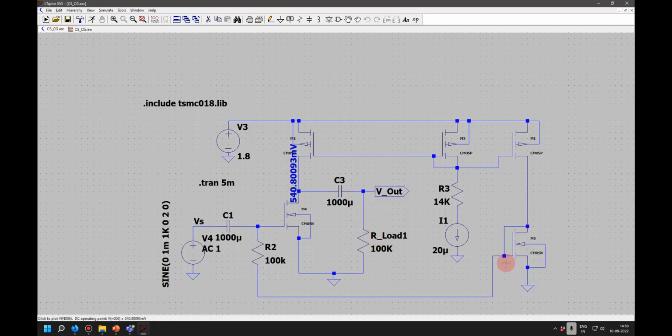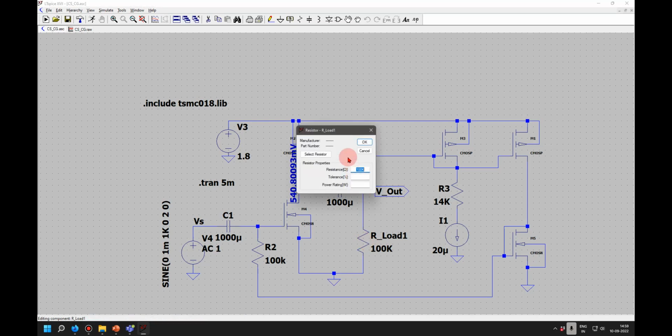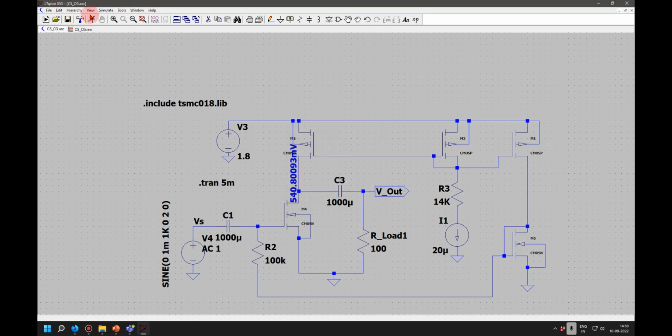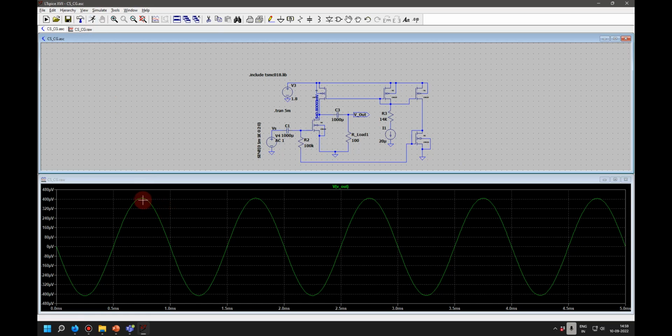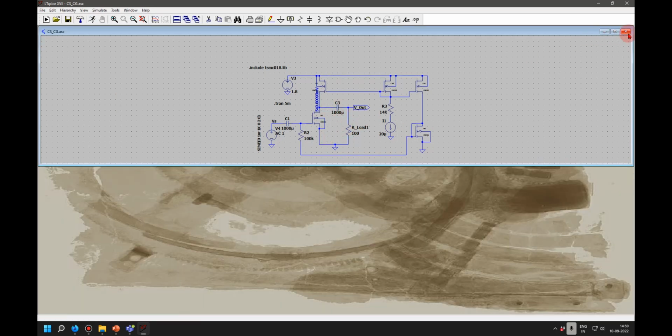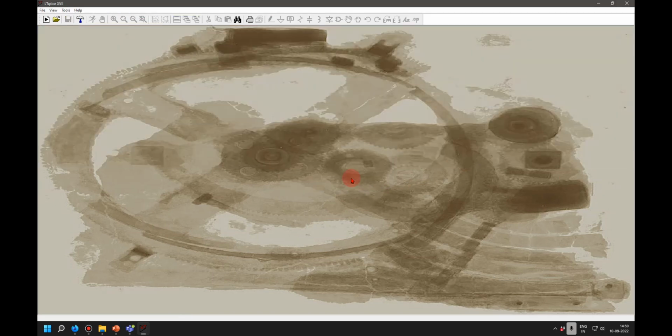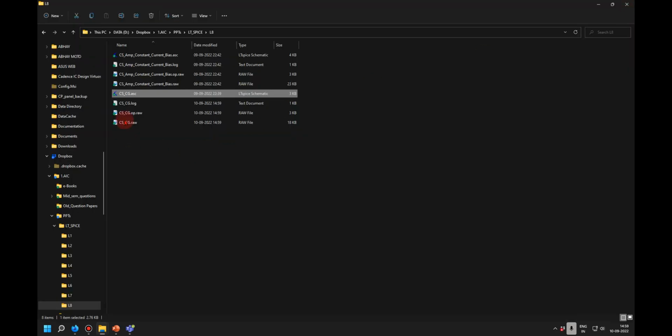Now what is the drawback of this particular circuit? I cannot connect a low load out here, right? If I replace this by just 100 ohms and run it, the output has gone into the range of 400 micro, so the gain has disappeared. In case I want to drive a low load, I have to modify this circuit.